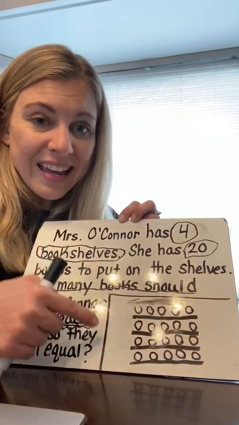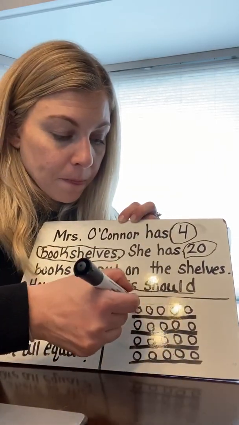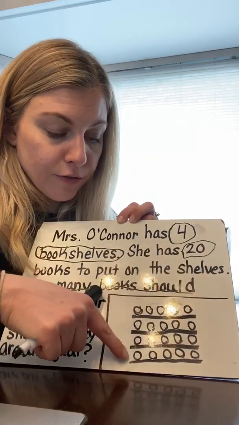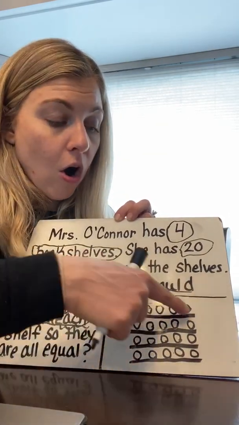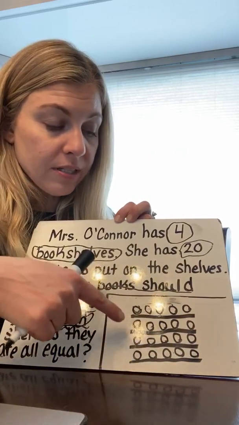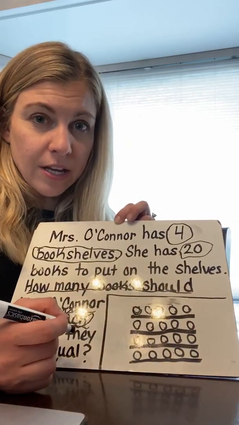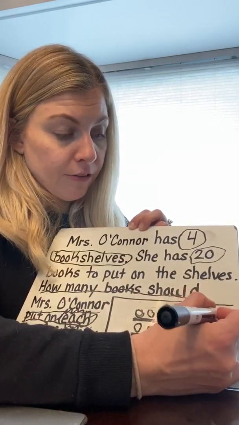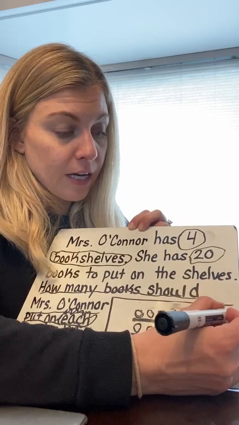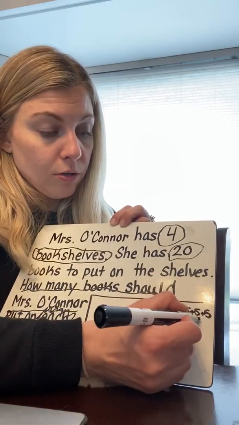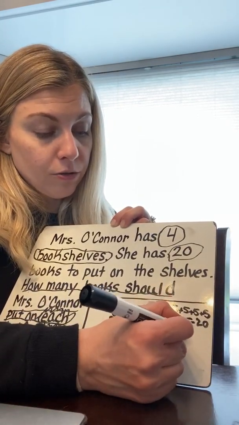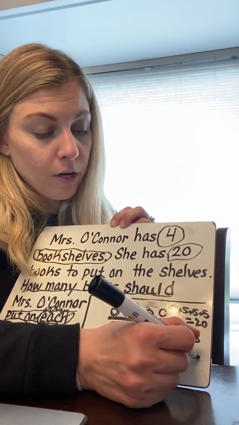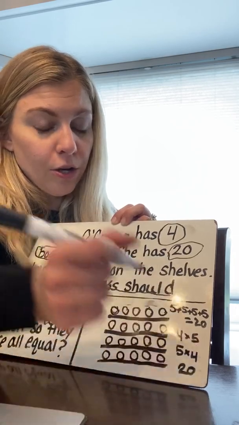This array is equal, okay? There's 5 books going this way, and there's 4 going this way. They're all the same. All the rows and columns are the same. So this is a rectangular array. So we could write 5 plus 5 plus 5 plus 5, and that would equal 20. Okay, if I was going to do the multiplication, it would be 4 times 5 or 5 times 4, and they would all equal 20.